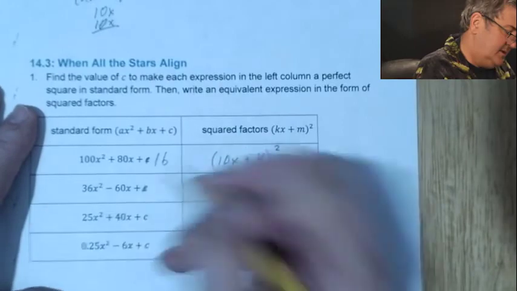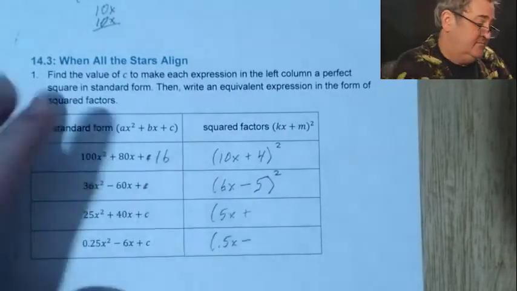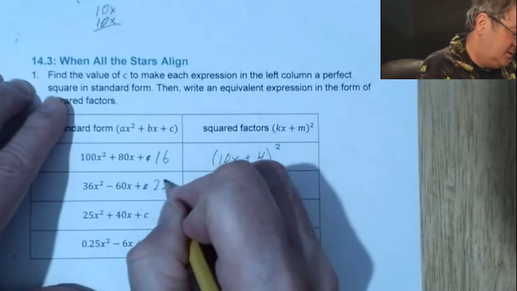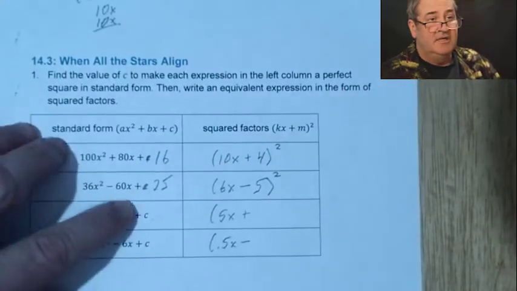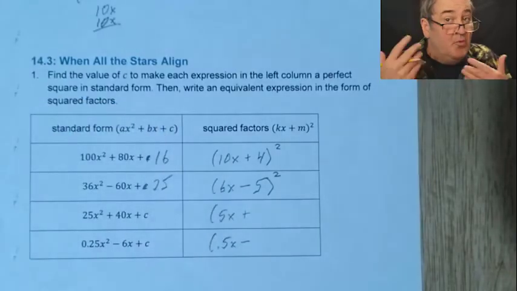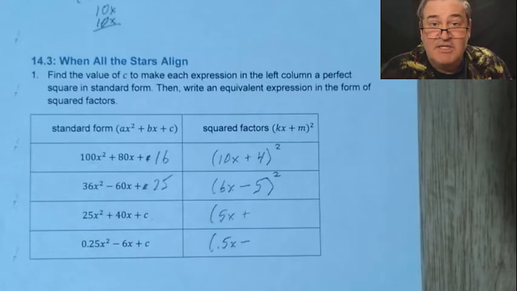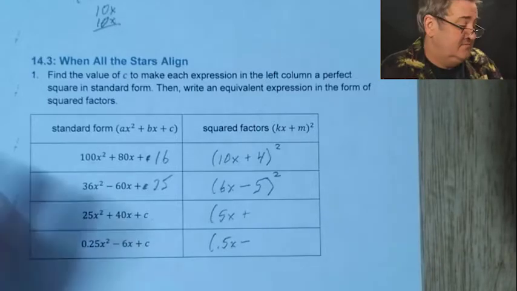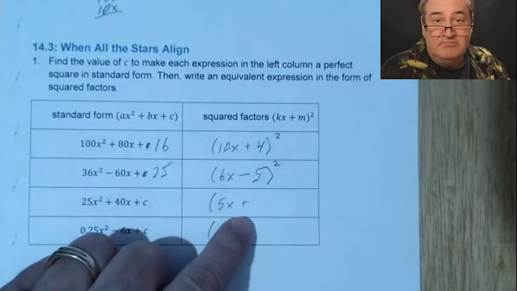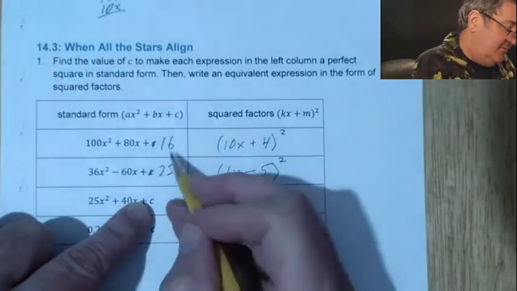What does C need to be? Minus 5 times minus 5, plus 25. So these are all pluses, because it doesn't matter if that is a plus or a minus. When you square it, when you multiply it by itself, it's going to be positive, because a minus times a minus is a positive, as well as a positive times a positive. Plus 16, plus 25.